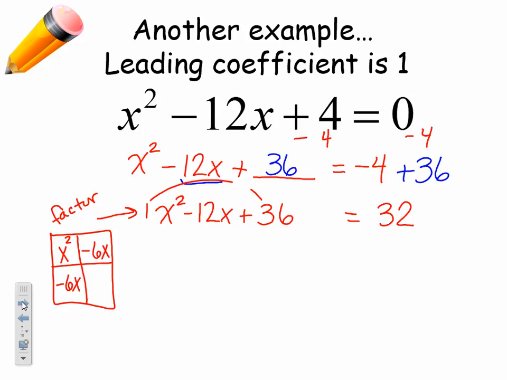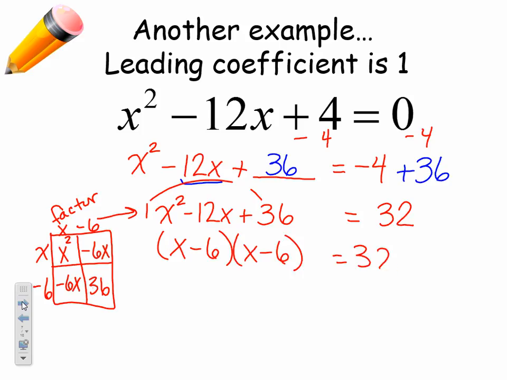So I'll go ahead and place them in our 4 squares here to help us factor. So I end up with x minus 6 times x minus 6. And the other side's still 32. Now, like that last example, when you have x minus 6 times x minus 6, that's the same thing as saying x minus 6 squared.